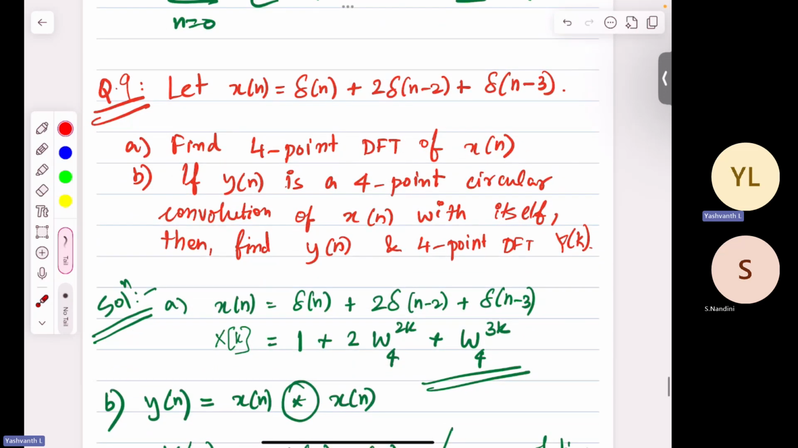Now, the second part is to find the value y of n, which is a circular convolution of x of n with itself.